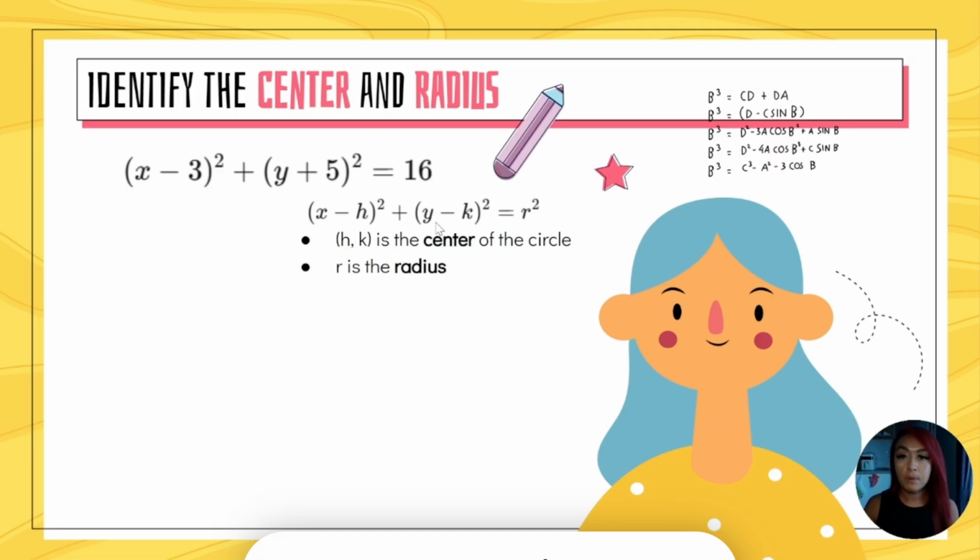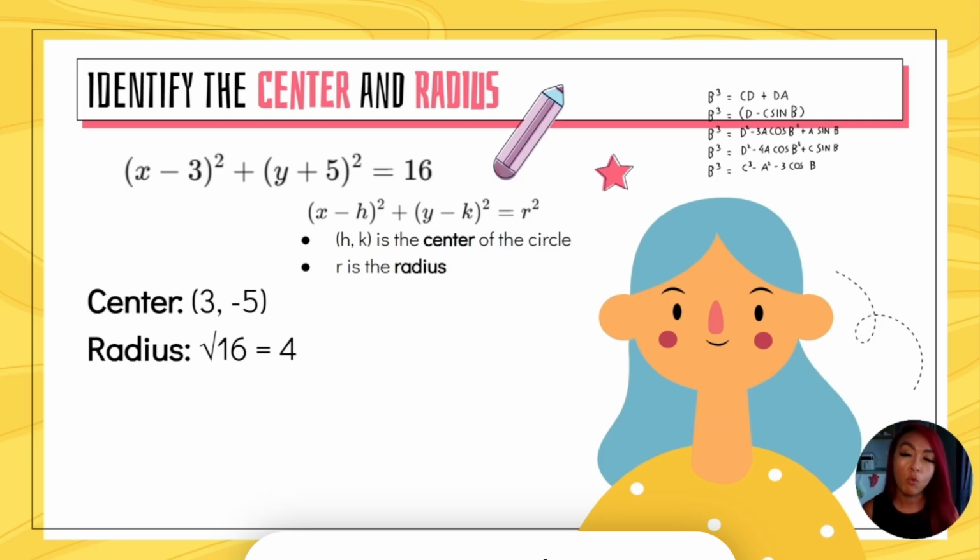So, for example, the center here would be (3, −5). Notice how we have minus 3 here, so it's going to be positive 3. And we have plus 5 here, so that's going to be −5. The radius is going to be the square root of 16, which is 4. And just for fun, let's find the diameter because you might be posed with questions like that as well. That would be 2 times 4, which is 8.